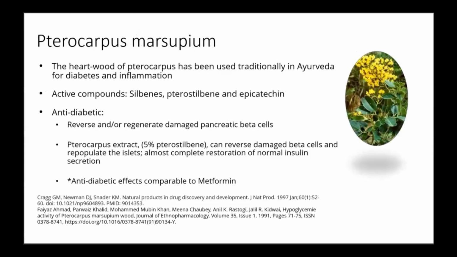I mentioned Pterocarpus marsupium, pterostilbene. One of the only things that actually has been shown in some studies to reverse damaged beta islet cells, repopulate those beta islet cells, the cells that make insulin.